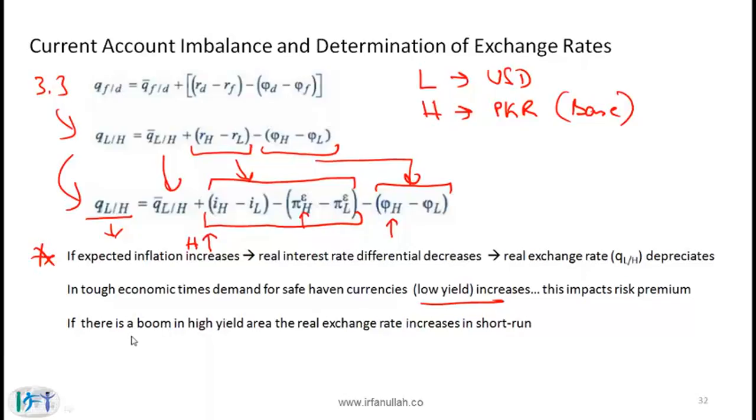If there is an economic boom in the high yield area, so in Pakistan, then the real exchange rate will rise in the short run. So these core points will help you with example 11.